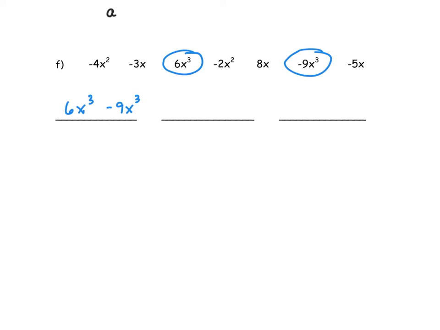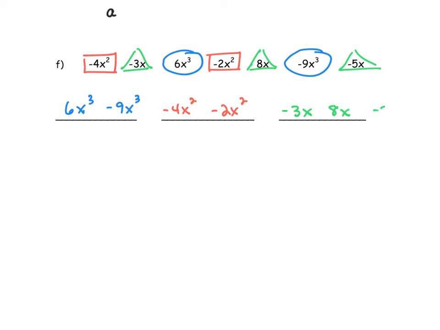Now we're going to gather up x to the 2nd power, and I see a few of those. So we're going to start with negative 4x to the 2nd power, or negative 4x squared, and negative 2x to the 2nd power, also pronounced as negative 2x squared. And last but not least, we're going to go for the terms that are just x without an exponent. So our first one is negative 3x, the second is 8x, and the third is negative 5x.